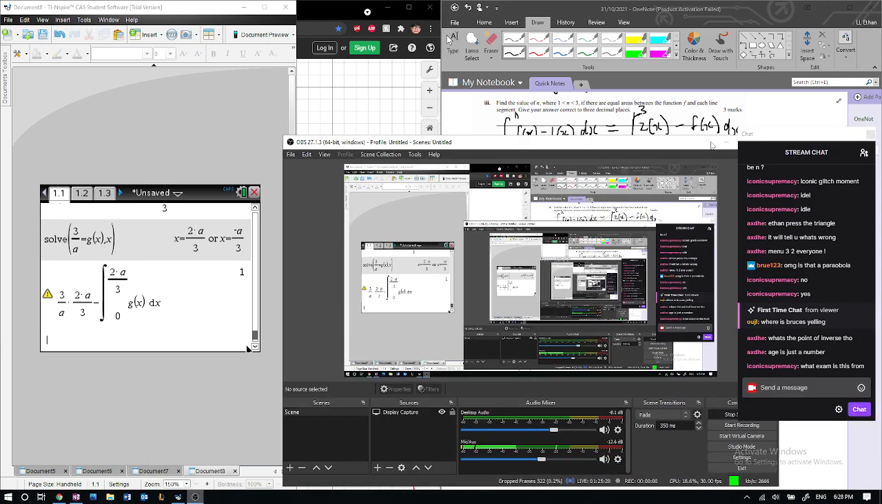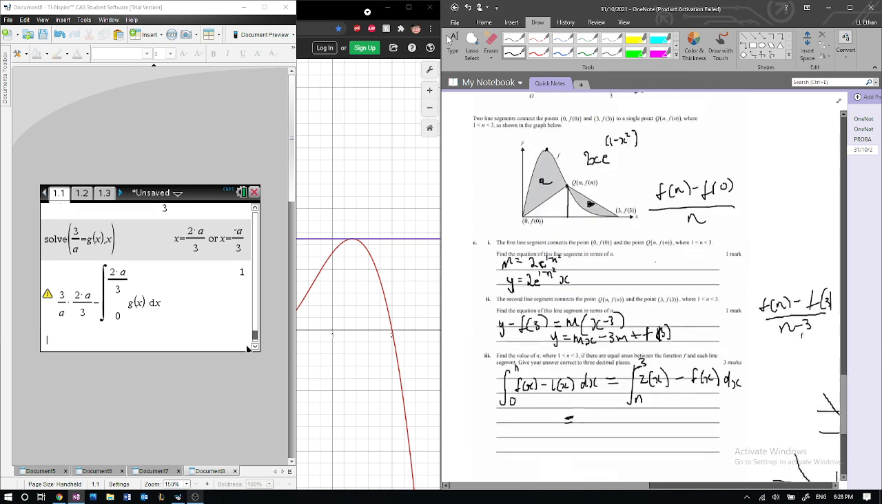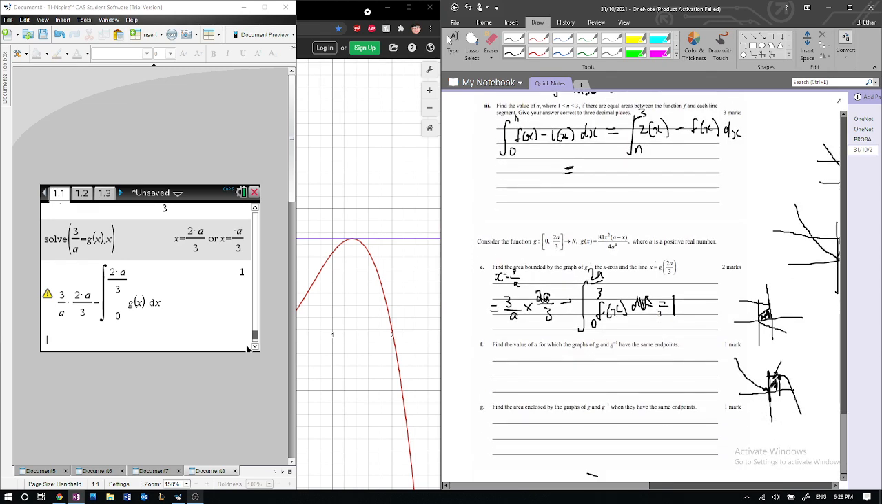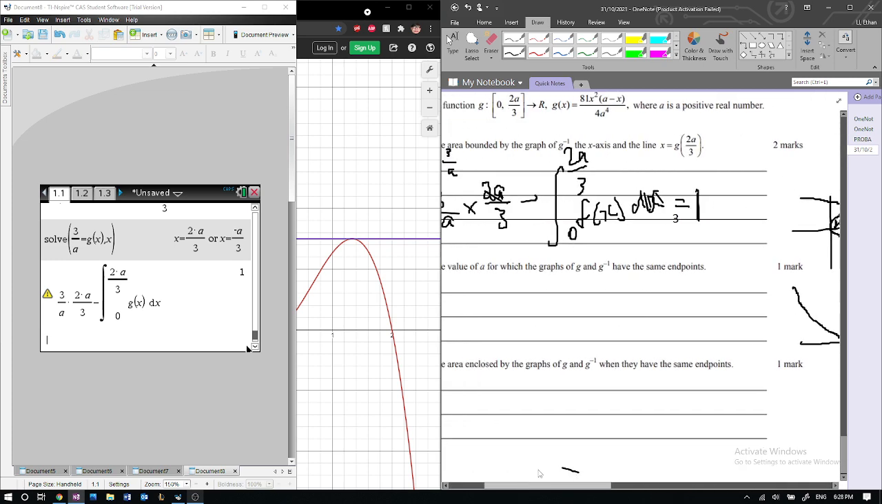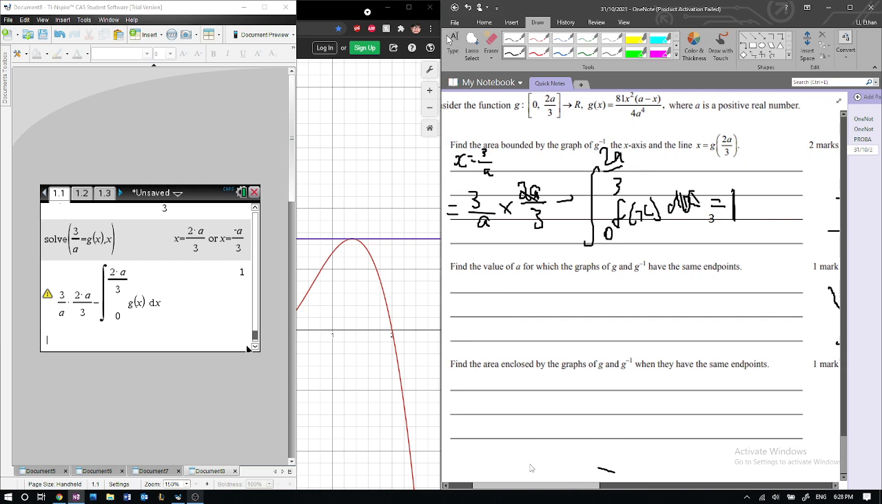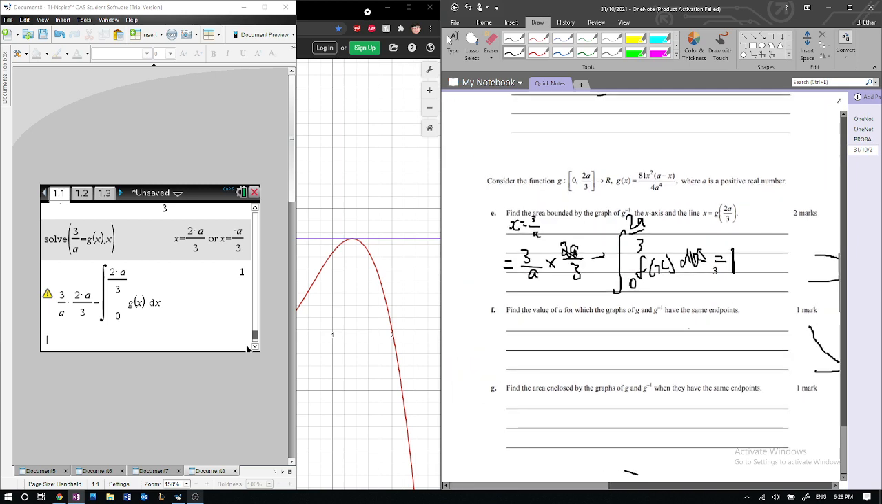What exam is this from? I think this is from 2018, question 5. Yeah, it's from 2018, question 5. And 2018 was one of the harder ones, notoriously difficult. So we'll go on.